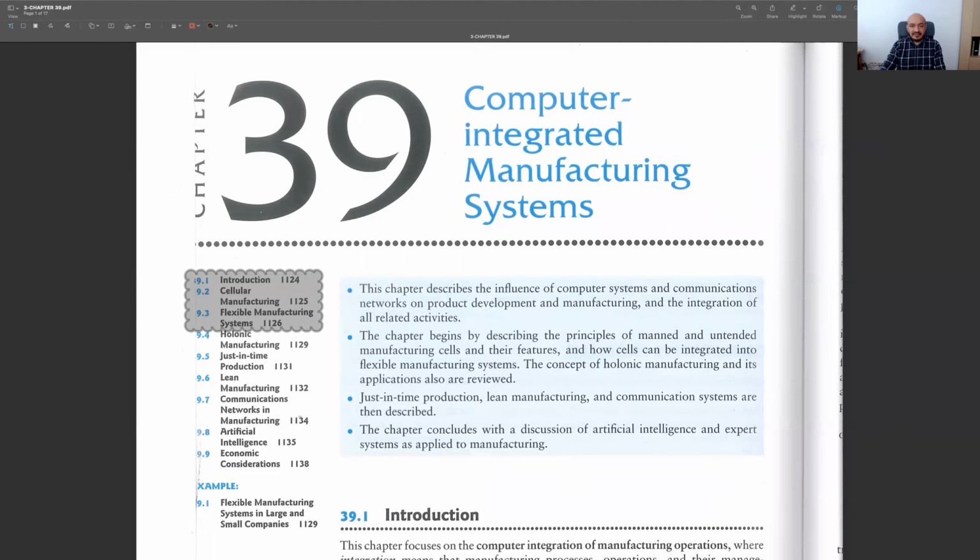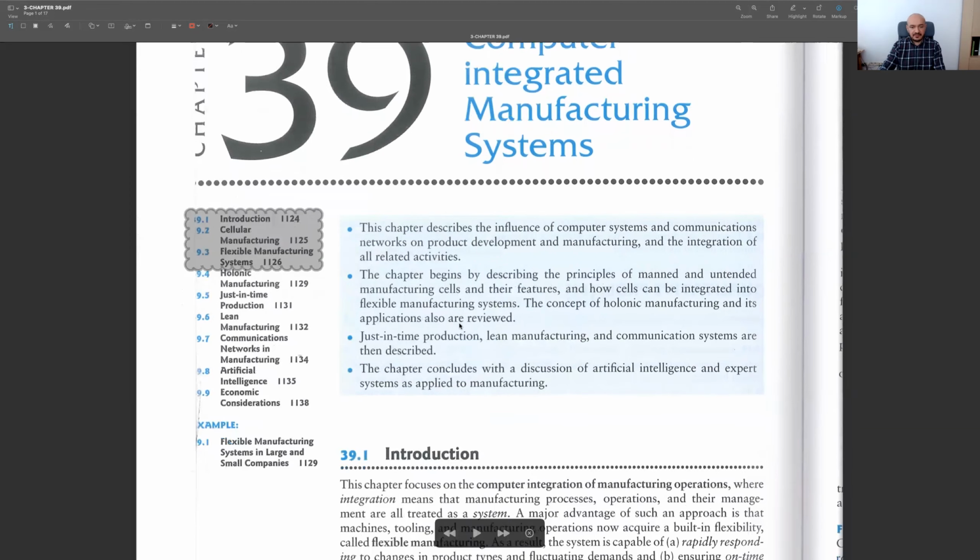Hey, this is chapter 39, Quality Integrated Manufacturing Systems. As you see, you're only responsible for the first three subsections. You're not responsible for the rest. They are quite detailed topics, so I'm going to just discuss the first three topics.